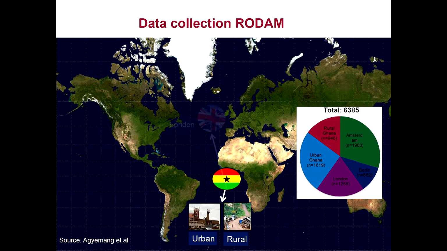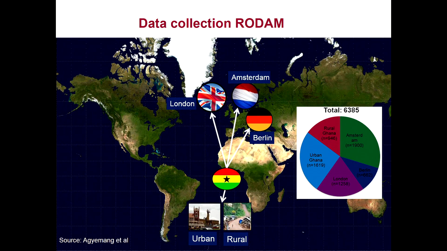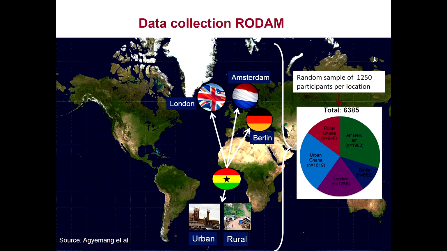For RODAM, we collected data in Ghana, in rural and in urban Ghana, and also among Ghanaian migrants living in London, Berlin, and Amsterdam. So by including these 5 sites, we could study the role of migration by comparing the Ghanaian migrants in Europe with those who have not migrated. By comparing the 3 European countries, we can look at the role of national context. The goal was to include a random sample of 1,250 Ghanaians per location, and in total we sampled over 6,300 participants for all 5 locations combined.